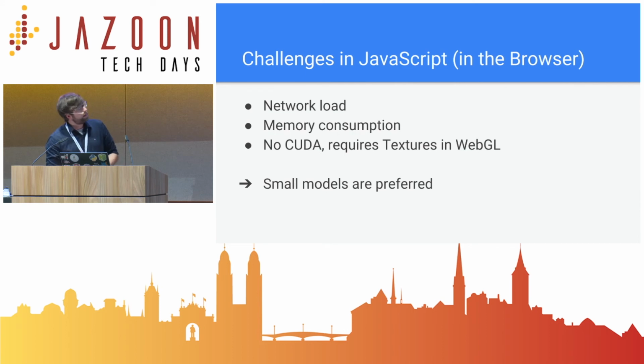One that I explained before was the network load. The memory consumption of loading 240 megabytes of AlexNet doesn't make your clients very happy. As the model size decreases, though, it's getting possible. Another thing I have to mention is that there's no CUDA support in the browser, which is very, very sad. So you have to transform your tensors into textures, and then run the computations in the shaders. It's a bit annoying, but if you use small models, it's actually fine.